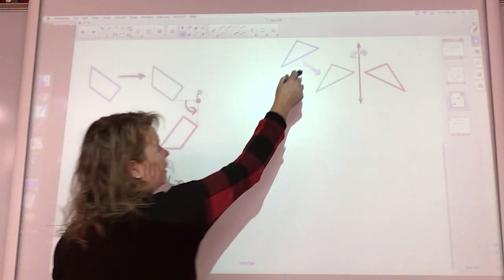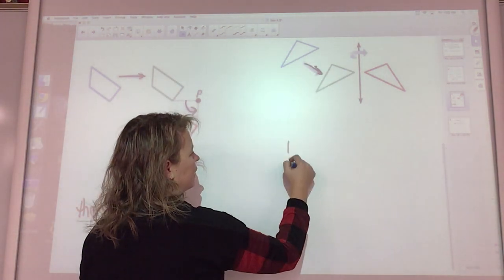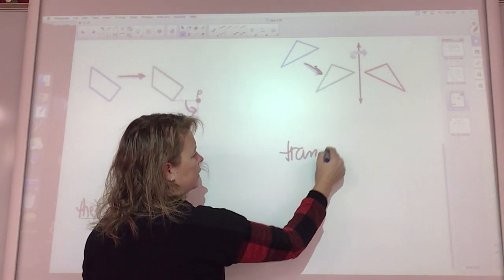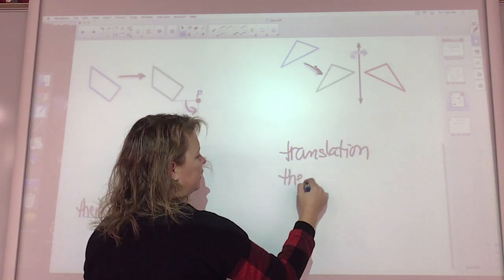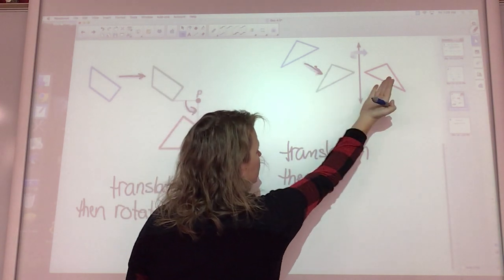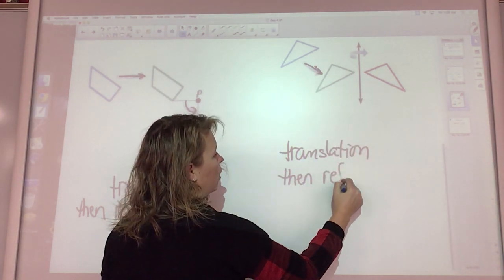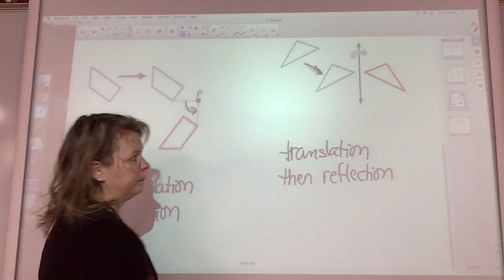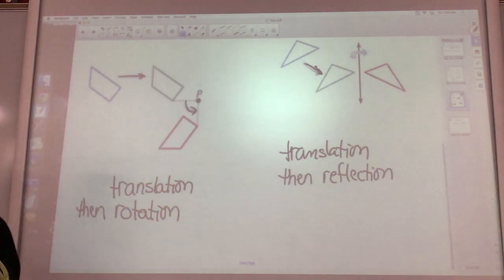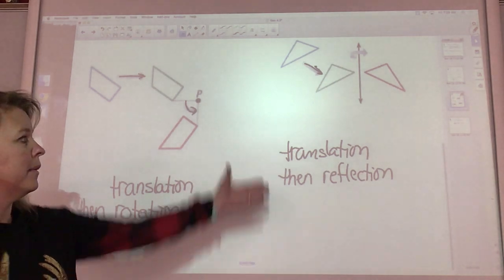And the last one, again, translation down to the green, and then we took the green and reflected it over the line, so translation, then reflection. That's it. You're going to have to be able to identify those and make sure you spell them right.